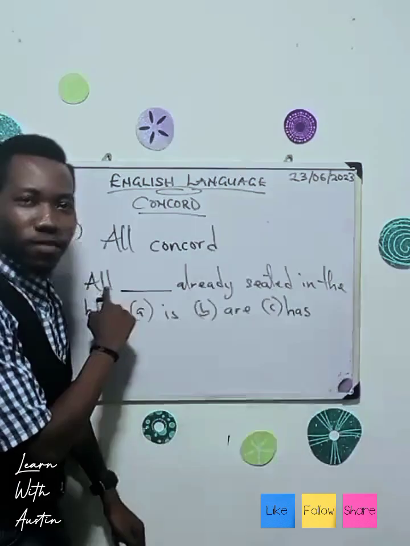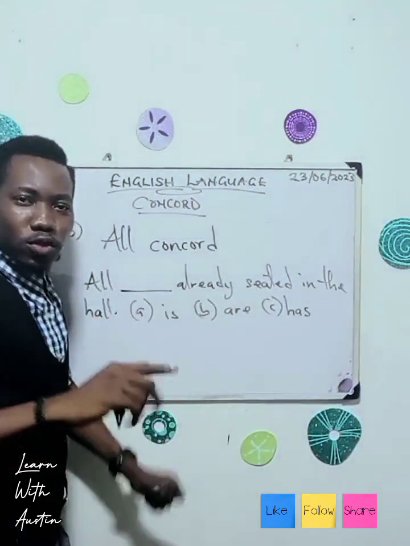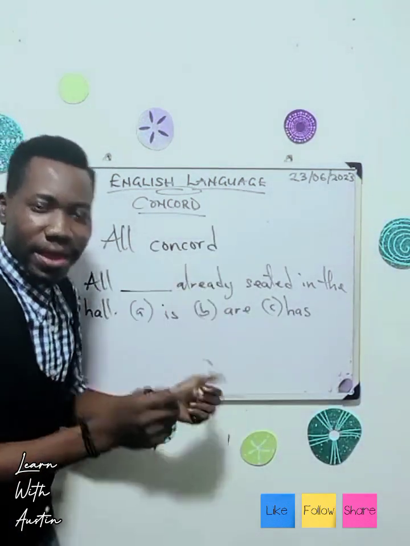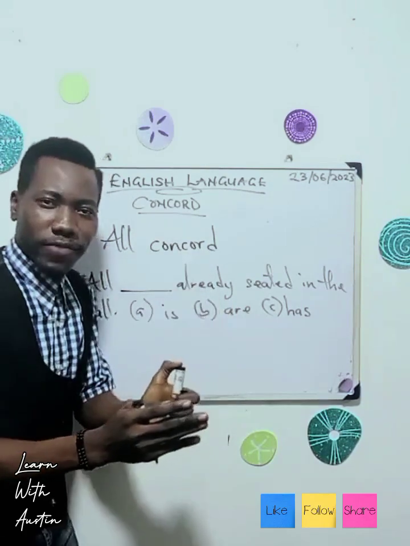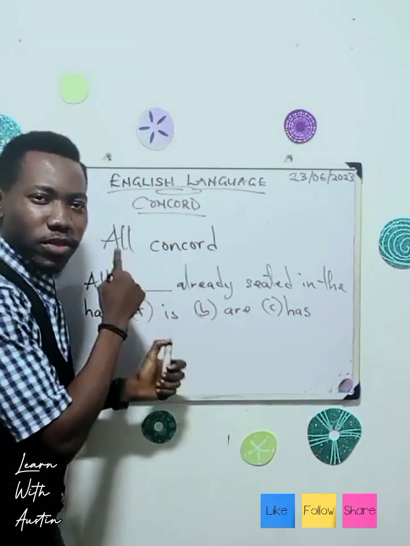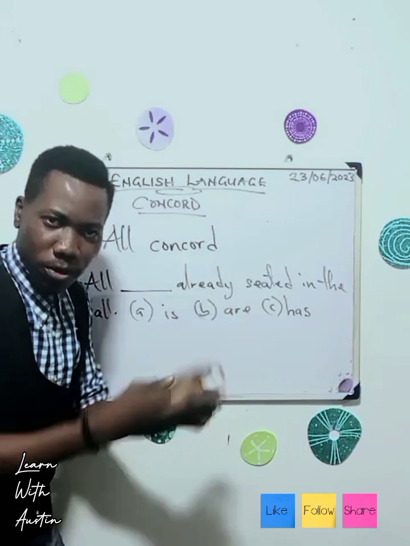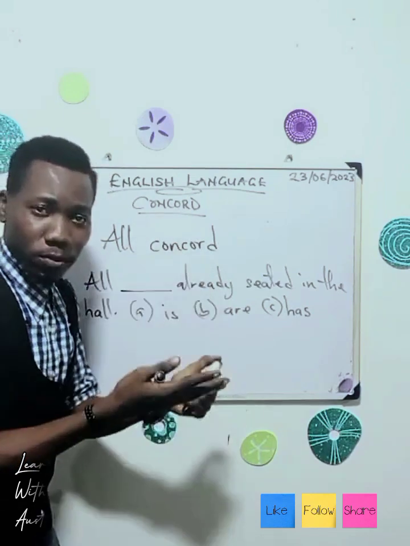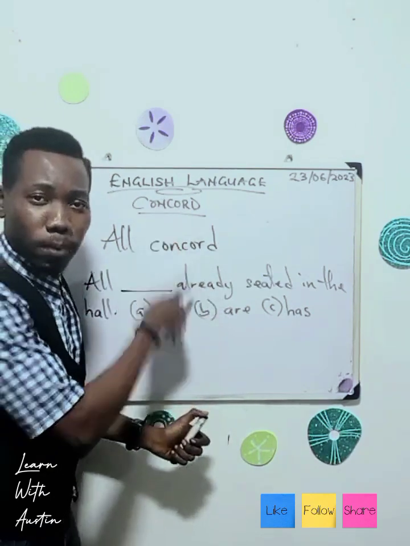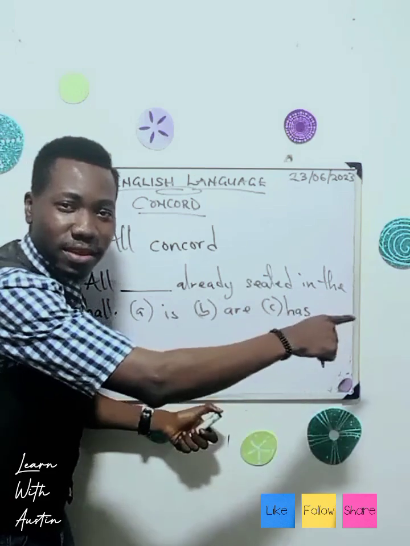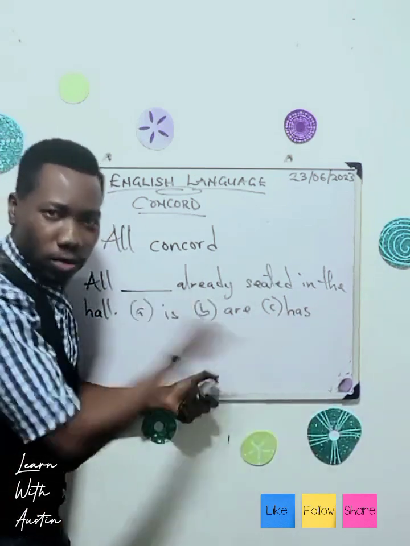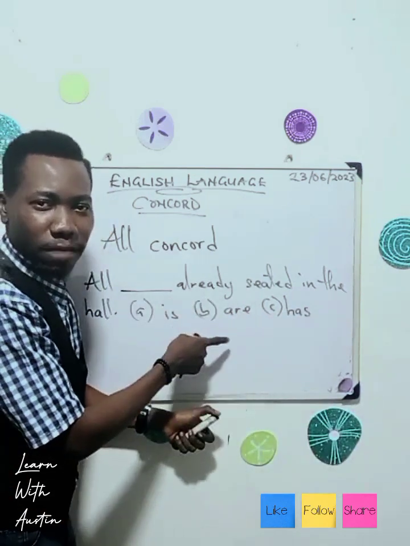Now, the rule says when "all" is referring to things, as in everything, the verb that comes after it should be singular, right? But if it's referring to people, as in everybody, all the people, it should be what? Plural. In this case, who will be sitting in the hall? It has to be people. So all the people, all right? So the verb should be plural.